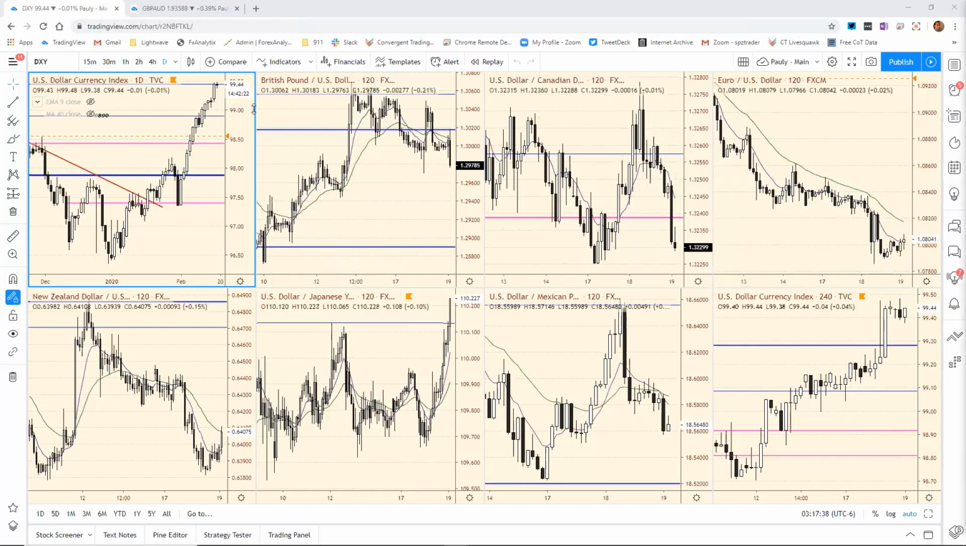Here's the dollar index. Now, we had our bias chart resistance, remember, at 99.44, and we've closed right there. But let's go and move on to the analysis.